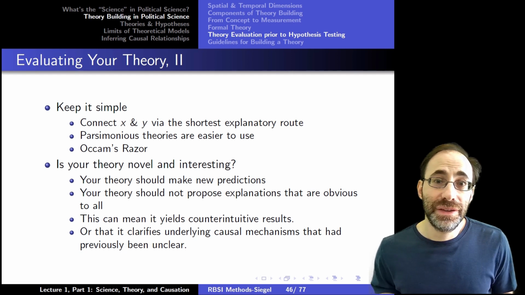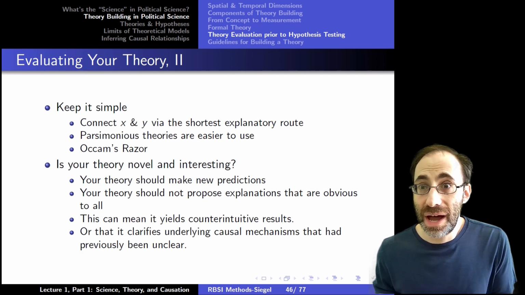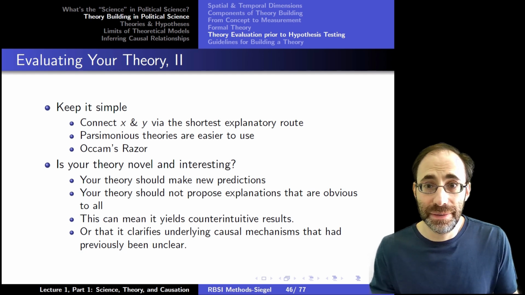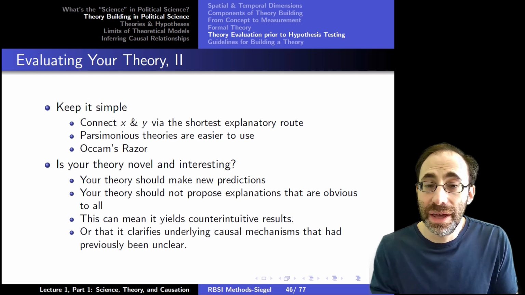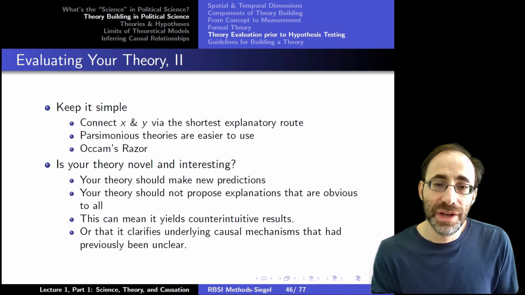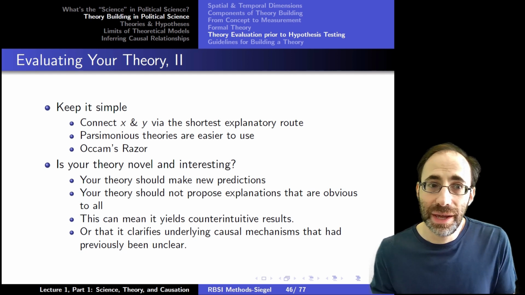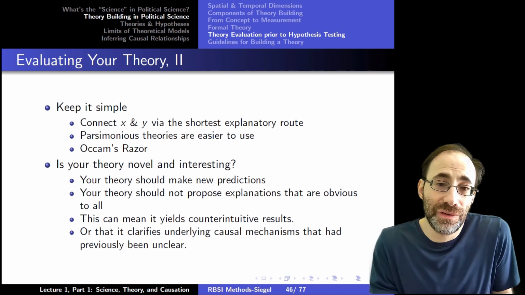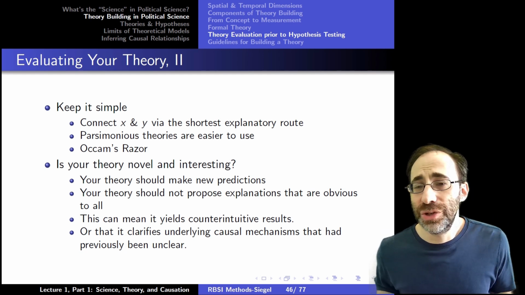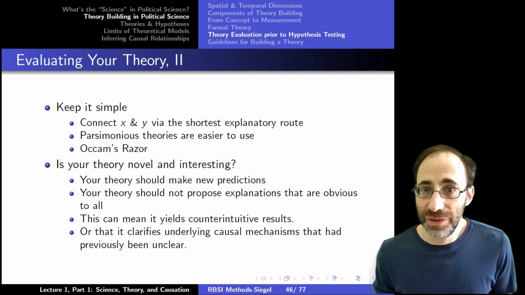It could also just mean that these theories clarify your understanding of some causal mechanism behind some phenomenon that we had not previously had a clear understanding of. So before we might have known that people vote in a certain way, but now with this new understanding you provide, this new causal mechanism, we understand it better, even though the outcome wasn't necessarily counterintuitive to us.